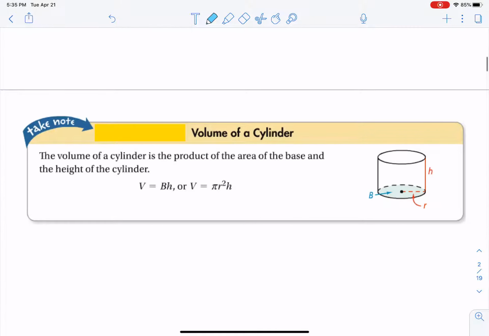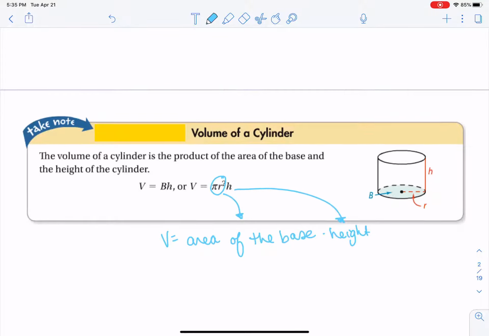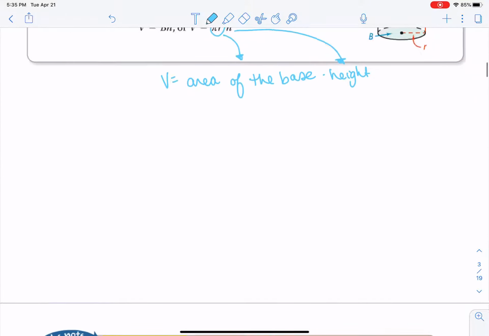Same exact thing for a cylinder. So volume is the area of the base times the height. They kind of put in here the area of the base for the cylinder if you wanted to have that times the height, but really it's the same thing. You just have different areas of the base depending on what the bottom of the shape is.